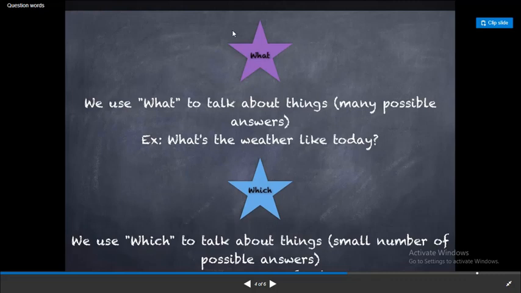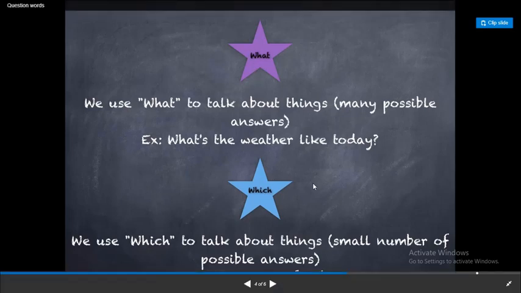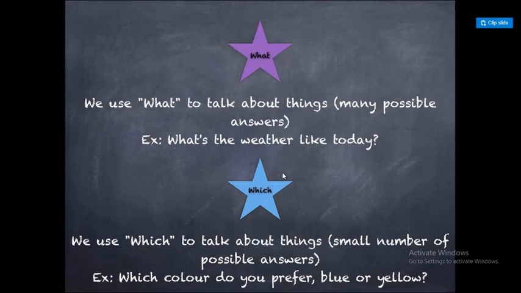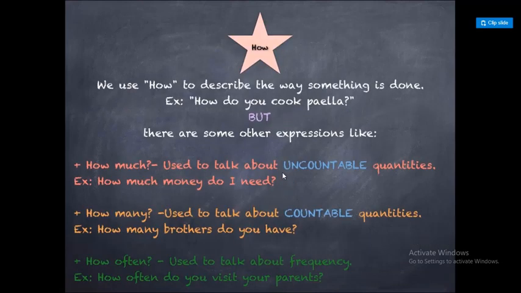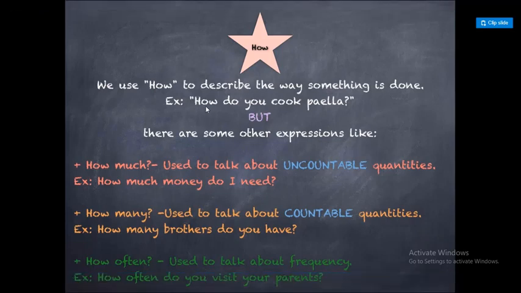This question word is probably one of the most used question words. And after that we have which, and which is used to talk about things, but it limits the choices. And to the next question word, how. It's generally used to ask about ways and manners in which actions are done, like in, how do you cook pizza or paella?